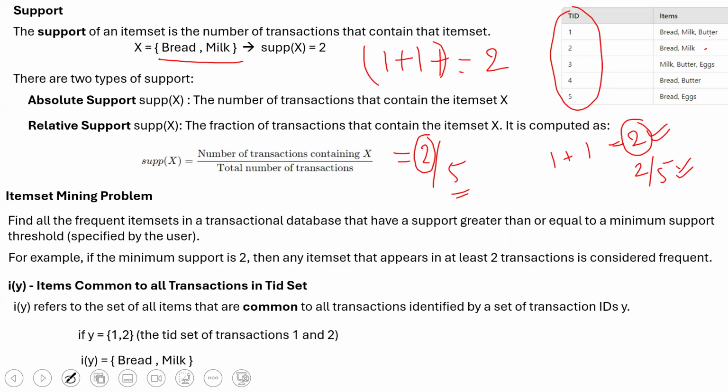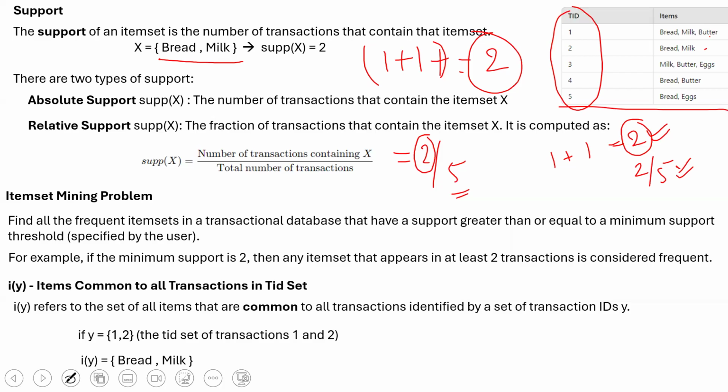Find all frequent item sets in a transactional database that have support greater than or equal to the minimum support threshold. So if you take this transactional database and pick all the frequent item sets whose support is greater than or equal to 2, that is your goal. You have to find out the frequently happening products in your transactional database given the minimum support threshold.